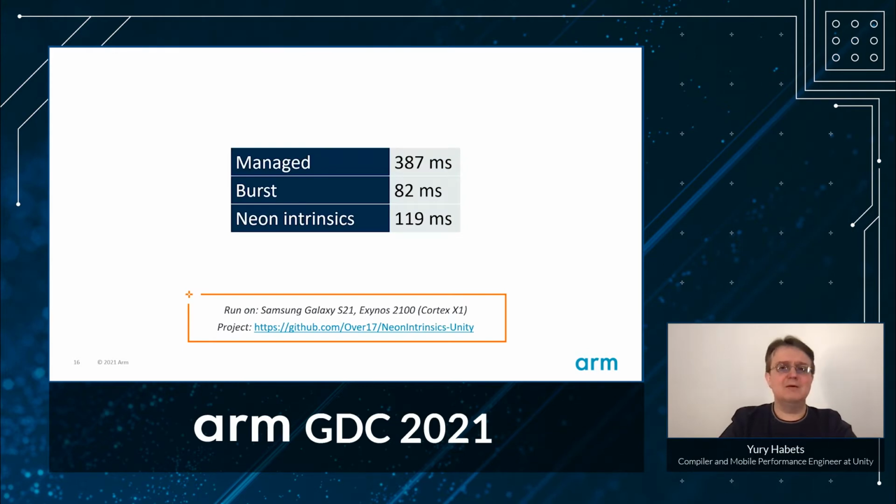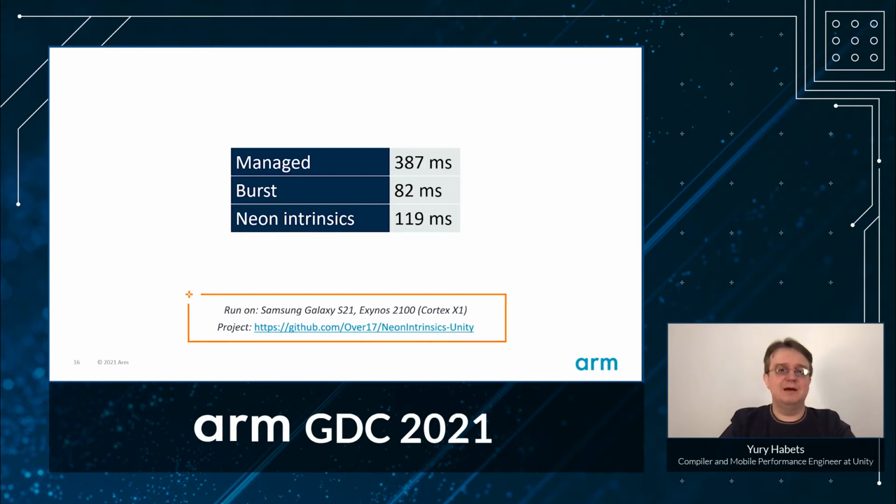What do we see here? Managed result is there for reference. It's an IL2CPP build, so it's native code that has gone through Clang. It's not really Mono JIT, and it takes 387 milliseconds. Bursted version takes 82 milliseconds to complete, while the Neon intrinsics version takes 119 milliseconds.